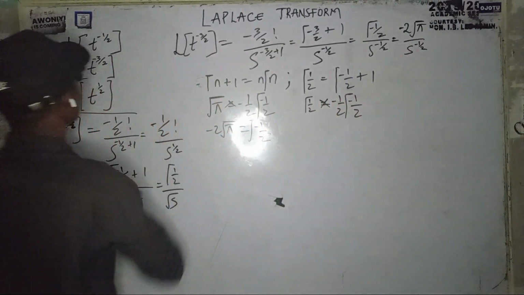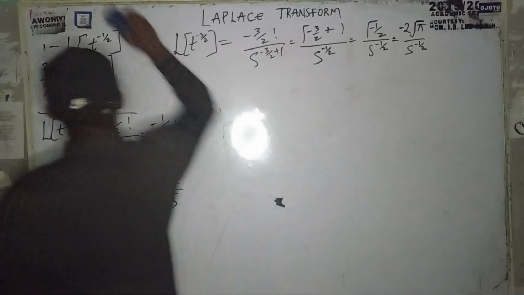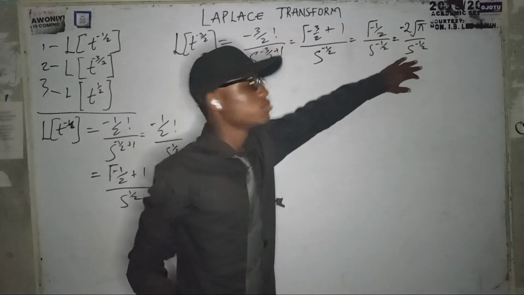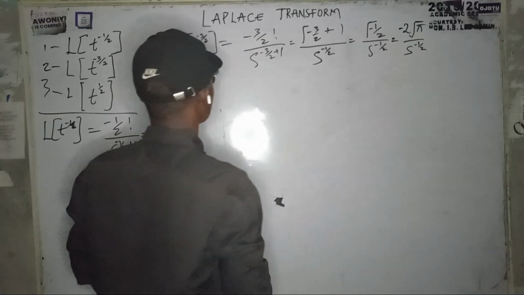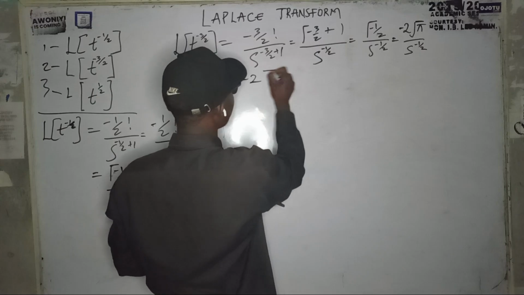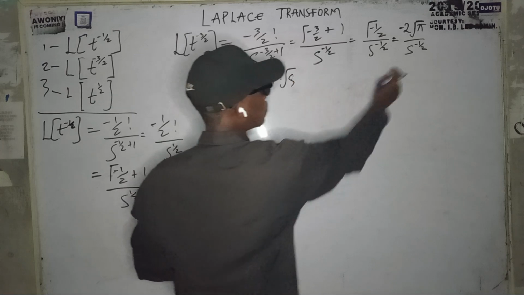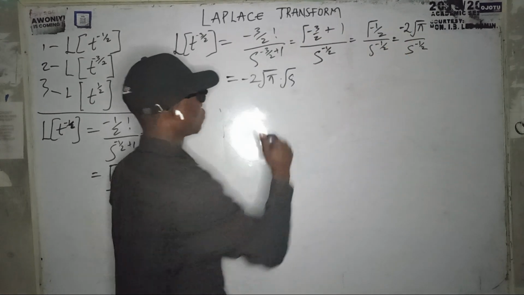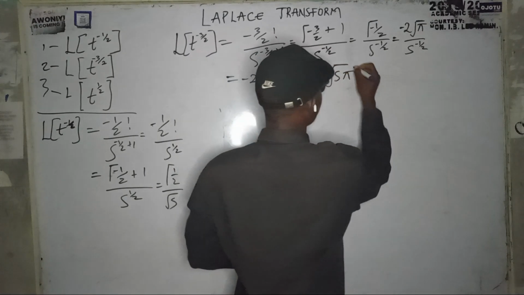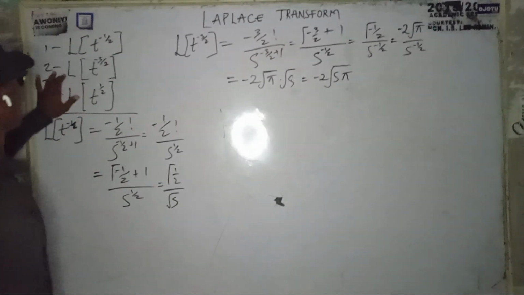And you might try to express this in a better form. That is, put this in square root, but the minus is going to make it common. So this is going to become minus 2 times the square root of pi times the square root of s, because the minus is going to make it go up. So this is going to be equal to minus 2 times the square root of s pi. So this is going to be our final answer for this one.